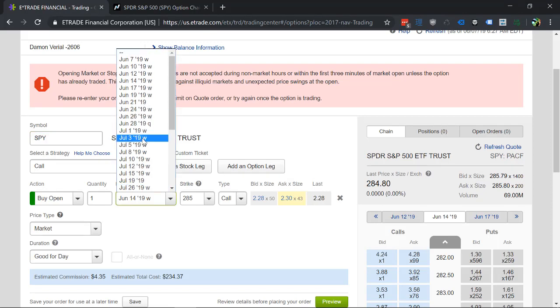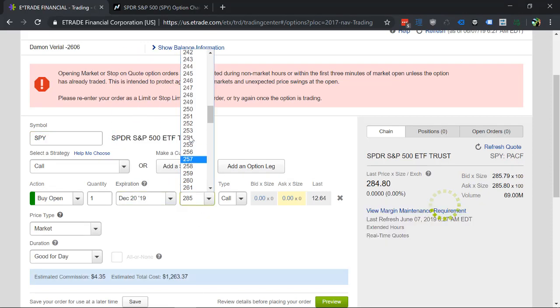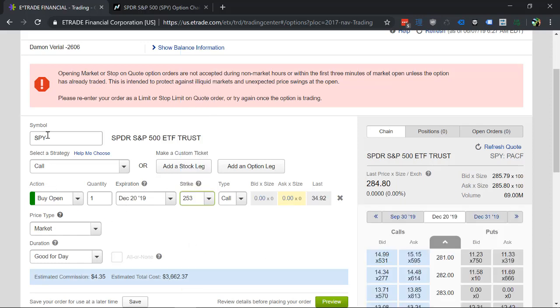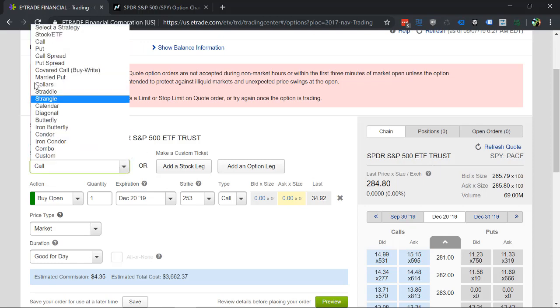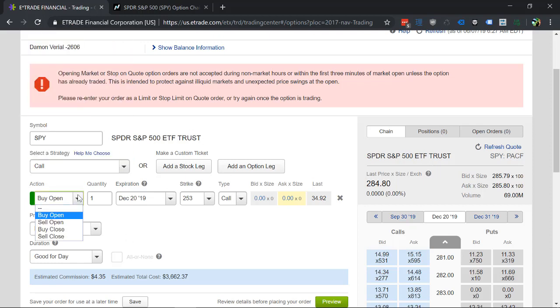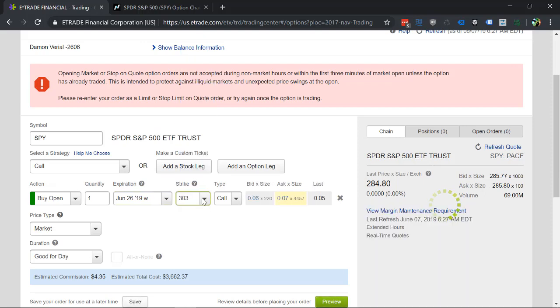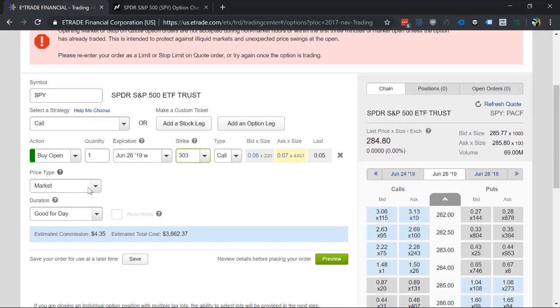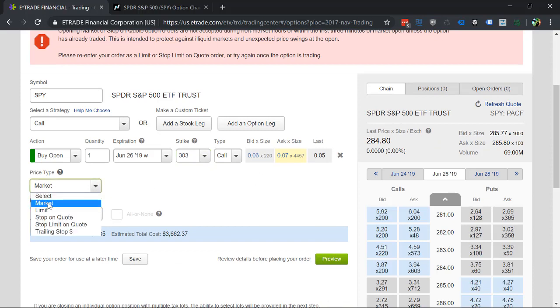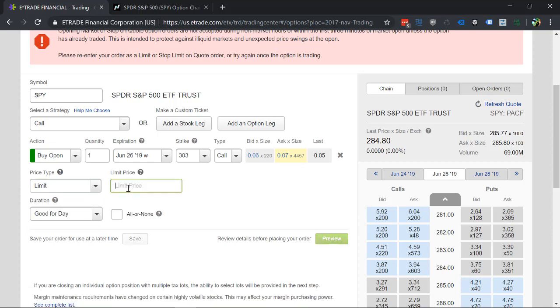This is essentially all you're doing to select your call option. You're just doing the same thing you did for a stock. You're telling Etrade that you want a call. Always buy to open. Always check the bid and ask. But the most important thing is going to be your expiration date and your strike price. And that's going to be a personal choice. That's it. Remember, price tight market if the spread is tight, and limit, go with something in the middle if the spread is not tight.